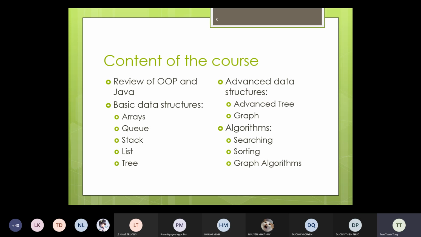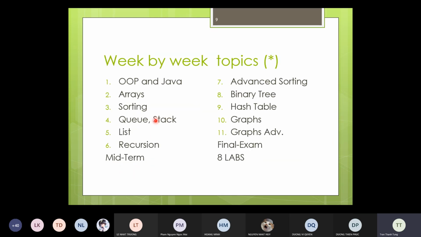Okay, so normally developers need to know this, and in interviews for developers, they always ask questions about data structures and algorithms. So in our course, we have basic data structures, recursion, and sorting. That is for before the midterm, and for the final exam we will start again from advanced sorting.